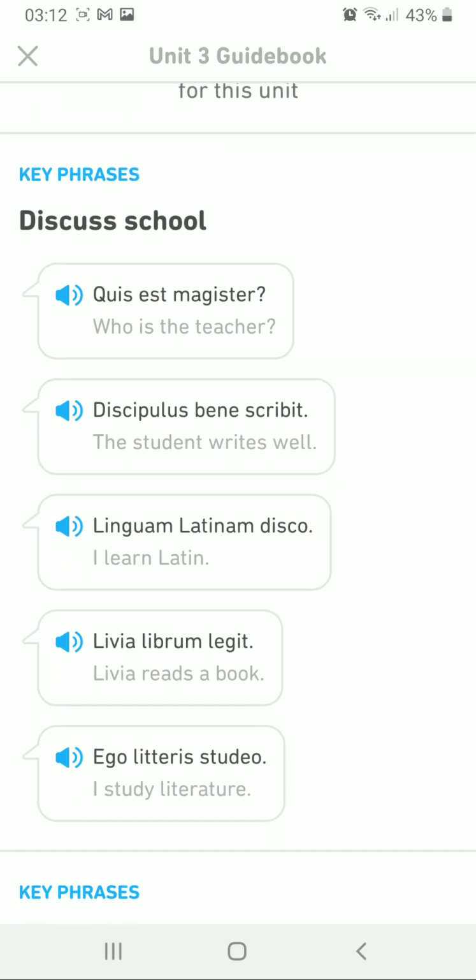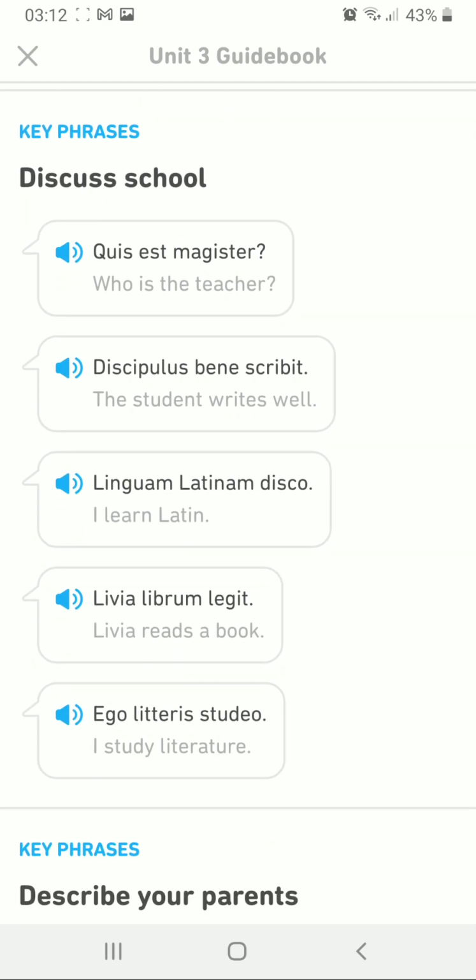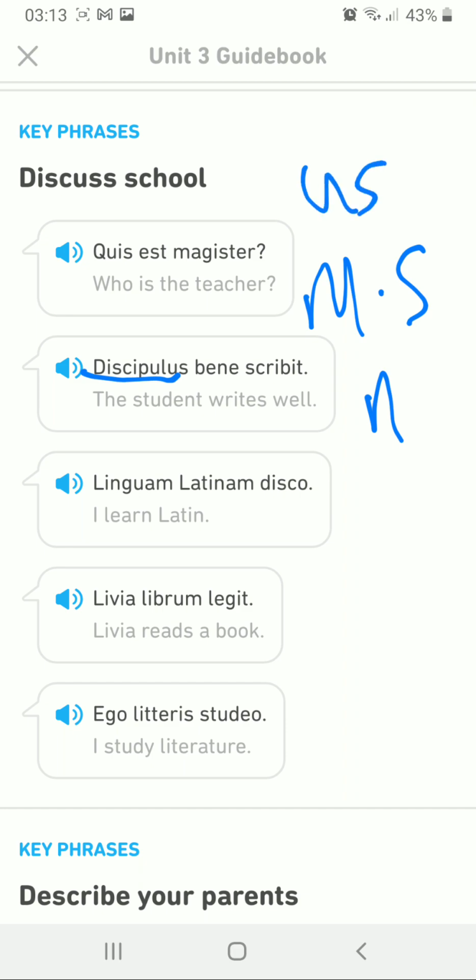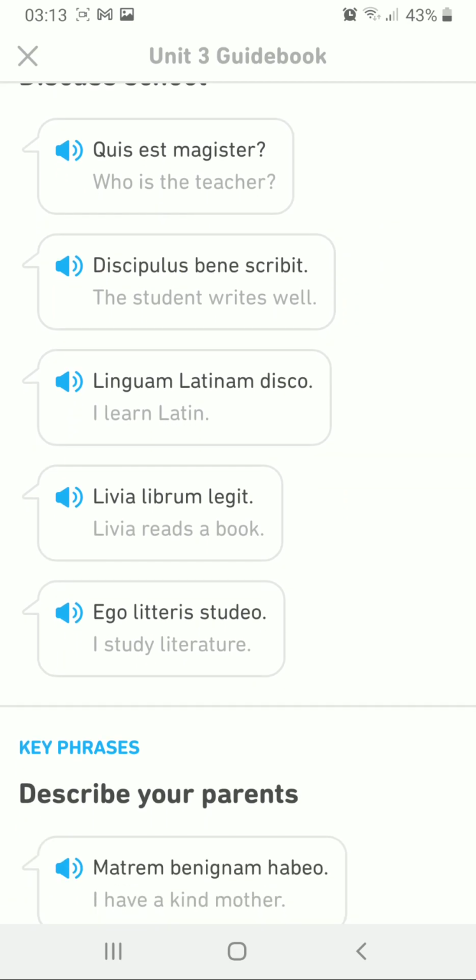Here we have Discuss School. Quis est magister? So who is a teacher? The word magister means a teacher, and Discipulus bene scribit. Discipulus bene scribit. So discipulus means the student. It is masculine singular as a noun. So we see the ending us. This is important.